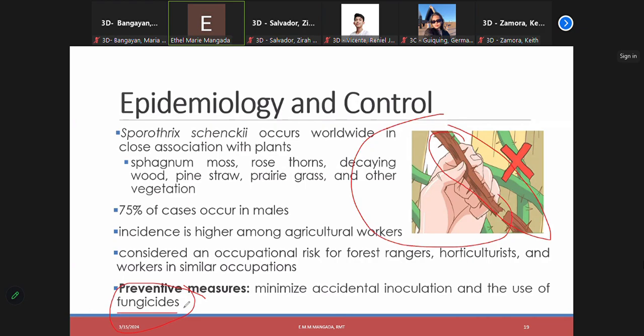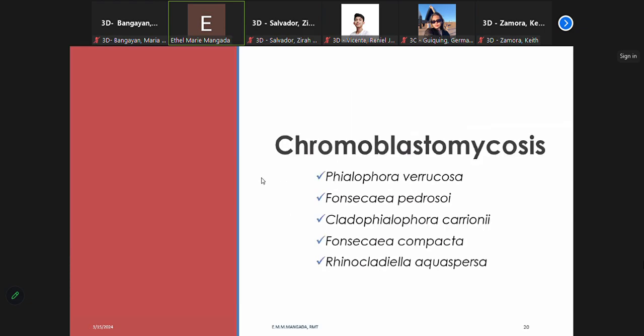Kaya minsan nga, di ba, other than the fertilizer, we use also fungicide. Lalo na guys yung mga halaman, most of the plants, they don't like yung soggy or very wet na soil. Kasi nabubulok yung kanilang roots. So, mamamatay yung halaman po natin. Okay? So that's your sporotrichosis.